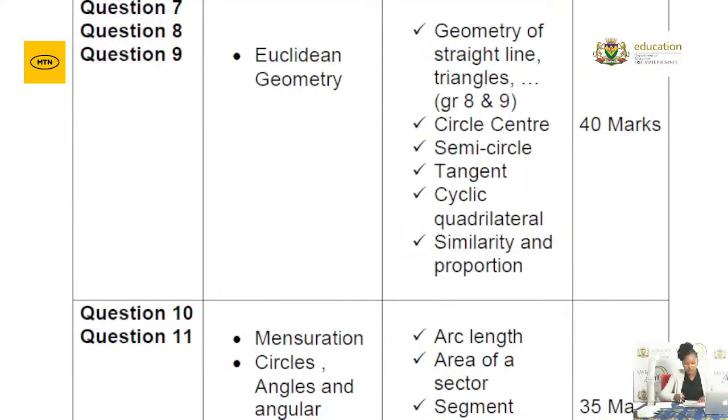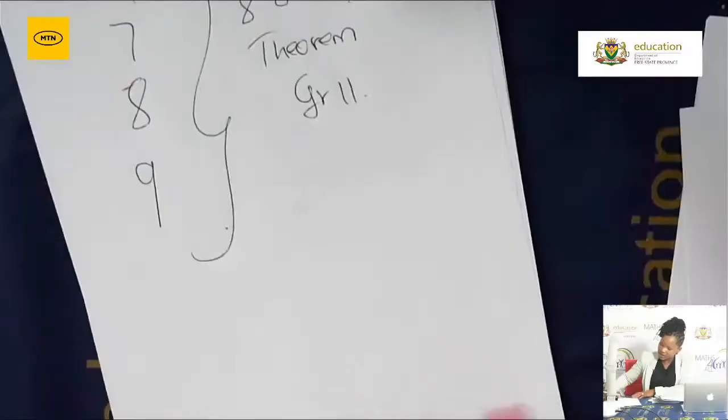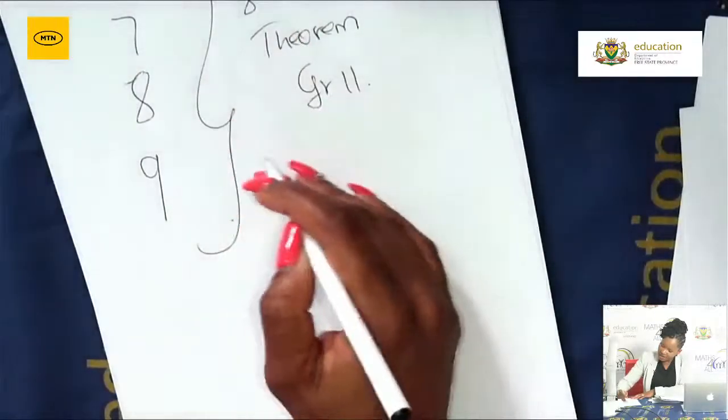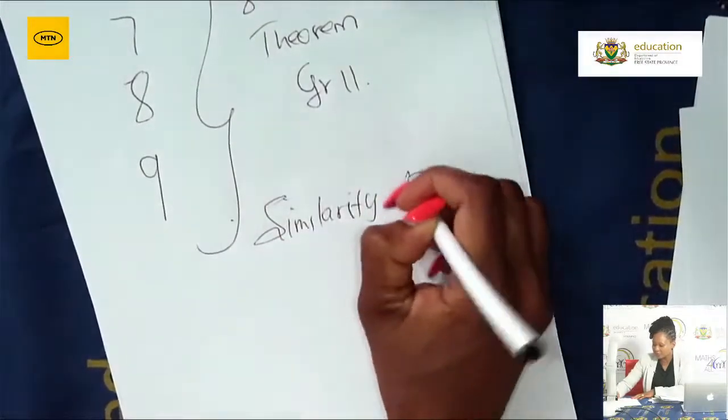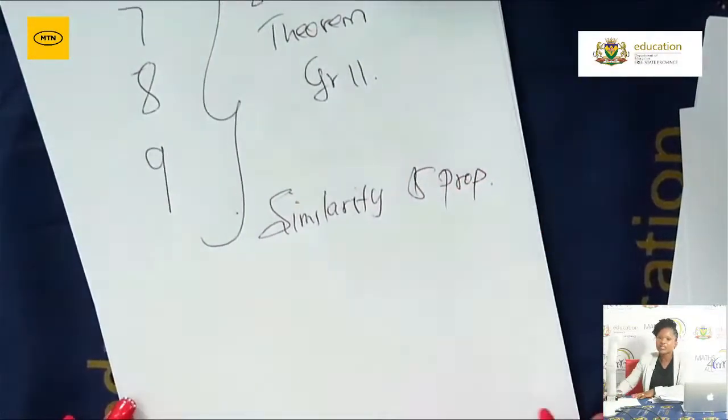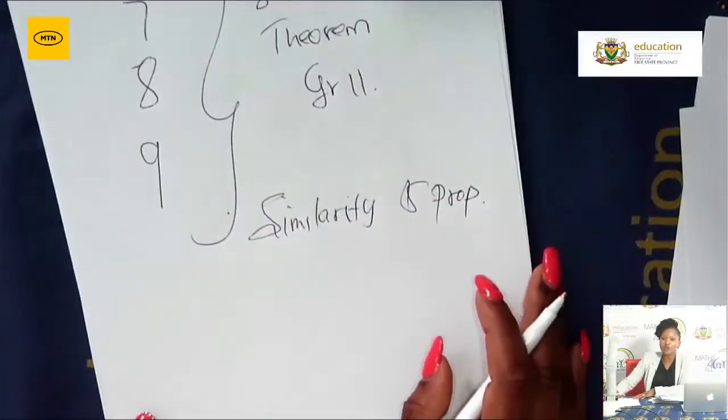You need to be able to apply them, and again you must know them, the wording, because there's always a question where you need to fill in the missing word. So when it comes to Euclidean geometry, straight line geometry of grade 8 and 9, and then the theorems of grade 11 are very important. Then under Euclidean geometry, we also have similarity and proportion. This is the Euclidean that you learned in grade 12.